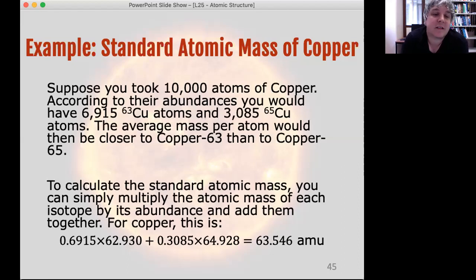That gives us a standard atomic mass of 63.546 AMU. There is an exercise for you to do that on the worksheet to go through and calculate the standard atomic mass, but that's all it is. Just multiply each atomic mass by its abundance and then add them up. That's all you have to do.